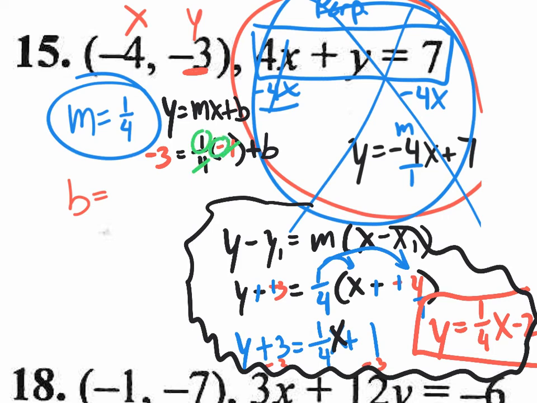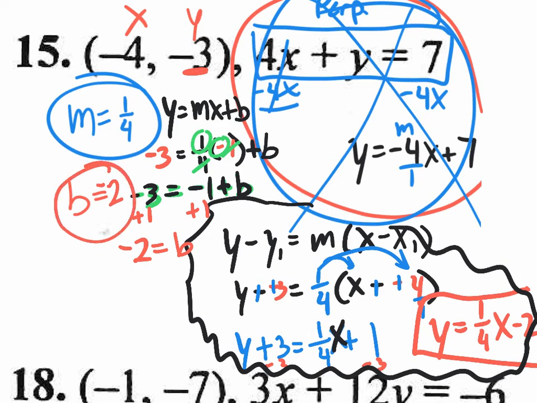1 times negative 1 is negative 1. Bring down the plus b, bring down the equal, bring down the negative 3. Negative 3 equals negative 1 plus b. So I need to get rid of that negative 1. So you're going to add 1, and that'll be negative 2 equals b. So your b value is negative 2.